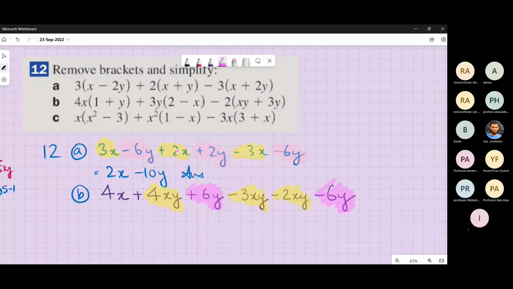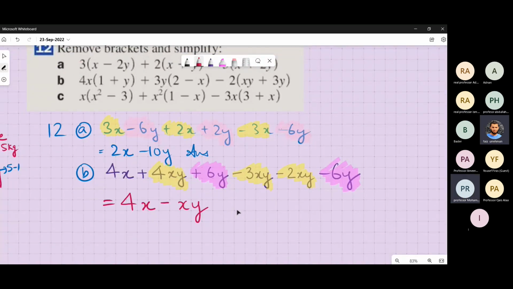Mister, it's so easy. So the final answer is something like 4x and 4 minus 1, minus 6y. That's the answer. Mr., can I say the last one? Let me look at the answer key. This is the correct answer. 12c. Done!